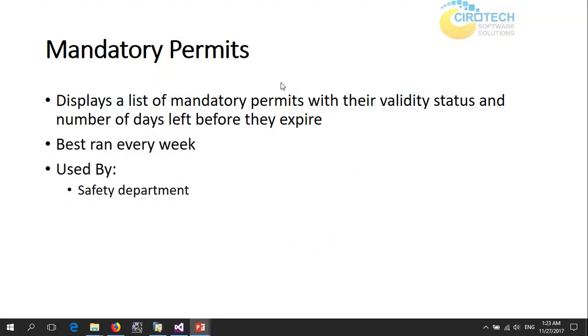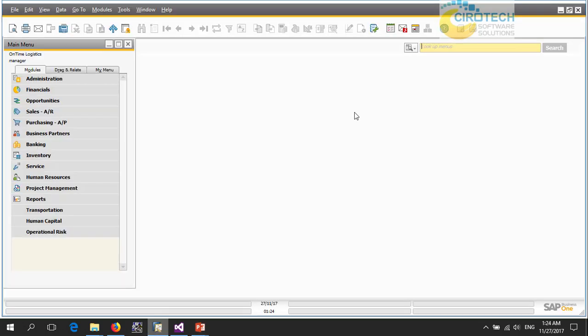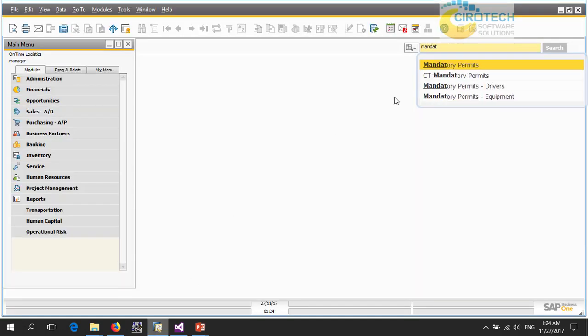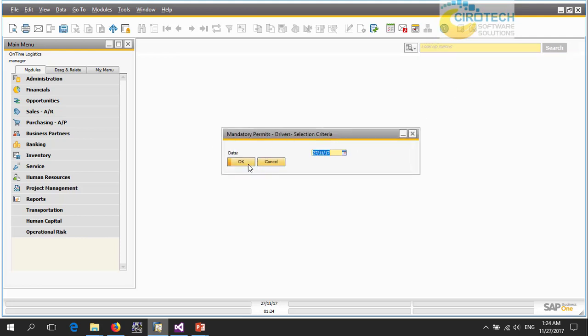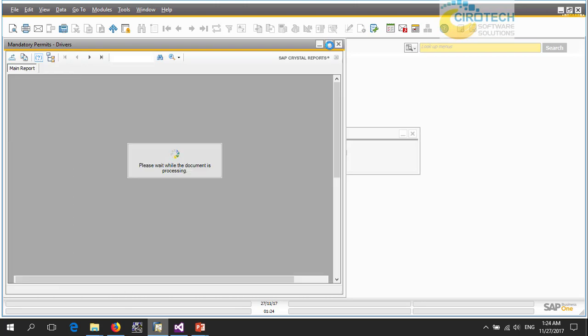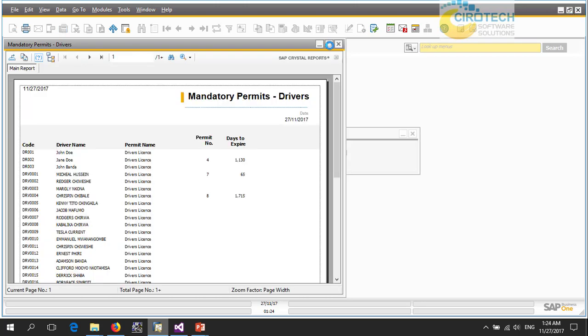Mandatory permits reports show us a list of all the permits that are required by drivers and vehicles all of the time, and tell us whether they expired or how many days we have before they expire. This is used mostly by the safety department to determine whether certain permits, licenses, and insurances need to be ordered for drivers and or for vehicles.